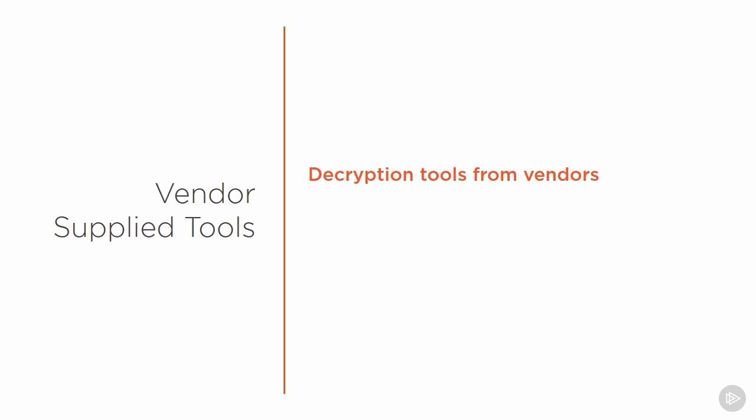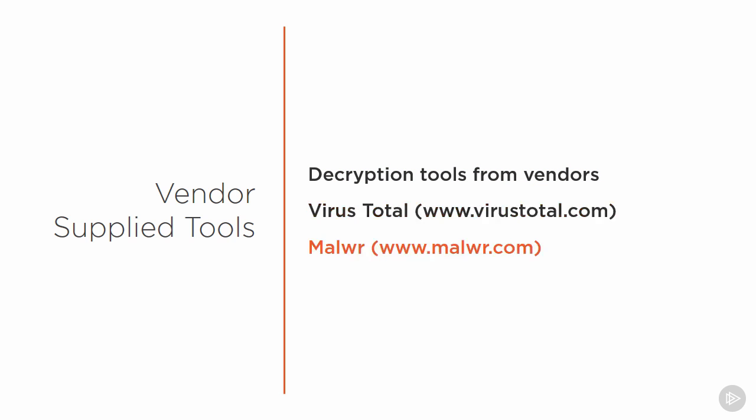There are other tools such as VirusTotal and Malware. These tools are used for identifying the variants and the specific malware version that has infected your computer. They won't remove the malware, but they will allow you to perform things like file analysis and checksum comparisons so that you can more easily identify the ransomware that infected your computer.